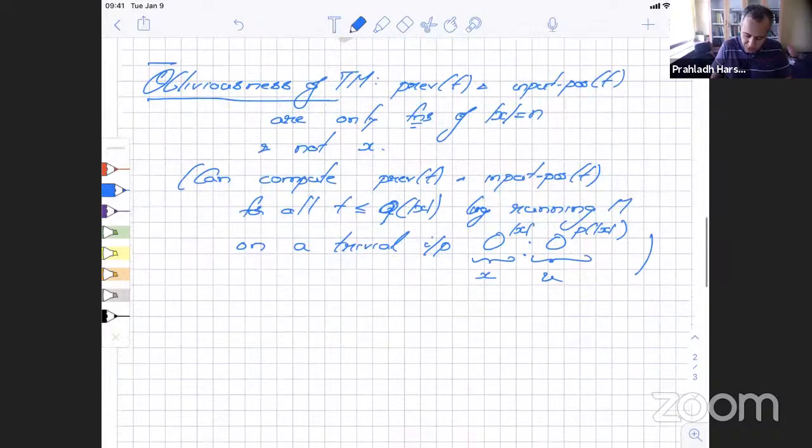Now comes the question which we were talking about last time. Suppose you are at z t, the snapshot at time t.